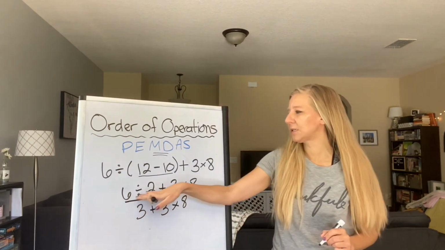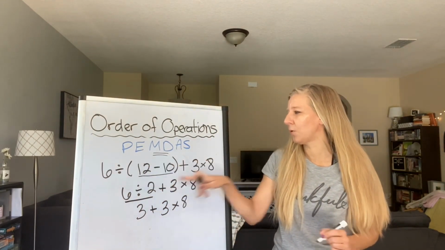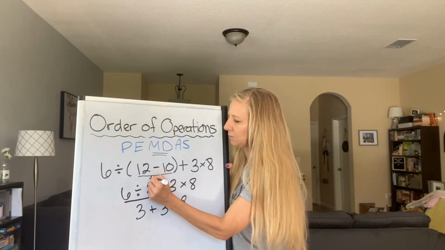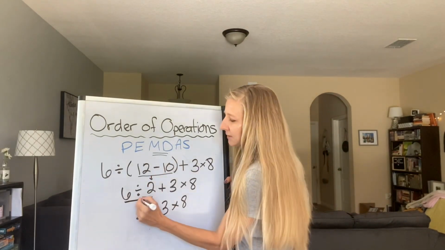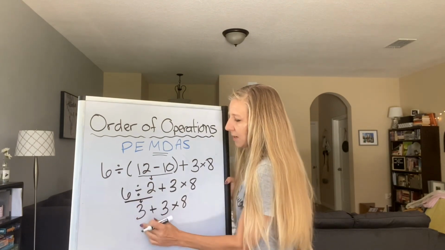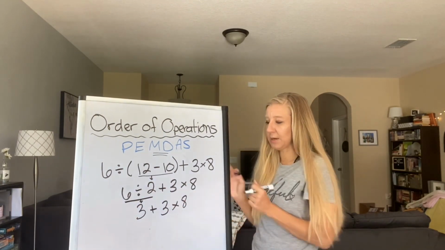So I solved this step. First I solved this step and wrote it here. The answer was 2. Then I rewrote the rest of the equation. Now I'm solving this step. I wrote it here and wrote the rest of the equation the way it is.